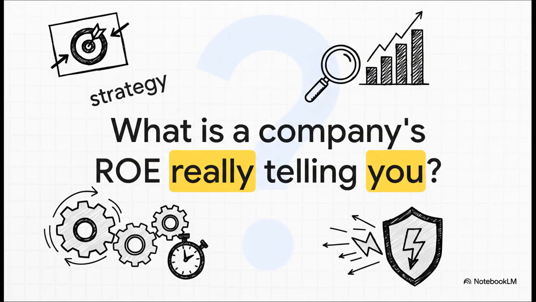So the next time you see a company's ROE, you won't just see a percentage. You'll know how to look inside it. You'll see a story about strategy, about efficiency, and about risk. The question is no longer just what is the ROE? It's what is this number really telling me about this business? And that changes everything.